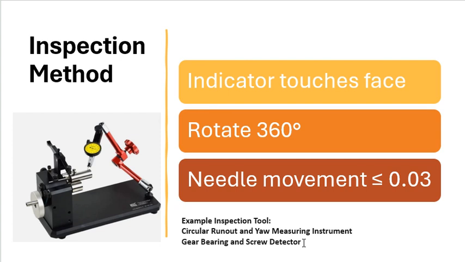There are billions of cars all over the world, and of course the maintenance services are practically ripping people off. Example inspection for circular runout, and this is from a measuring instrument company, showing you the gear bearing and the screw detector, which is this guy.